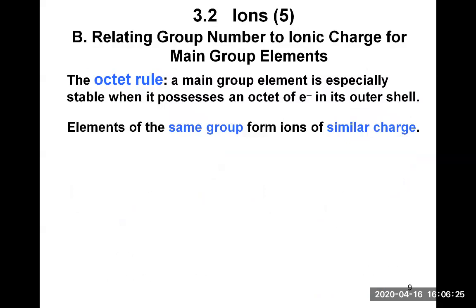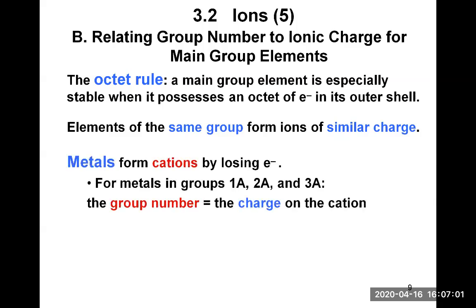So what you have to remember is the octet rule. The octet rule says that a main group element is especially stable when it possesses an octet of electrons in its outer shell. And it's really what all elements try to do: to get an octet of valence electrons around them. That will make them very stable, just like the noble gases are. And so elements of the same group will form ions of similar charges.